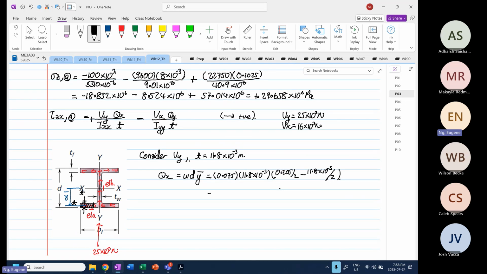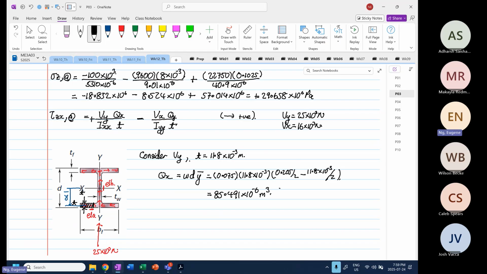Okay, so from here, you have 0.205 divided by 2 minus 11.8 times 10 to the power minus 3, divided by 2, times 11.8 times 10 to the power minus 3, times 0.075, which is equal to 85.491 times 10 to the power minus 6 meter cube. Let me do it again. 0.205 divided by 2 minus 11.8 times 10 to the power minus 3 divided by 2 times 11.8 times 10 to the power minus 3 times 0.075, 75 millimeters, 85.491. Okay.